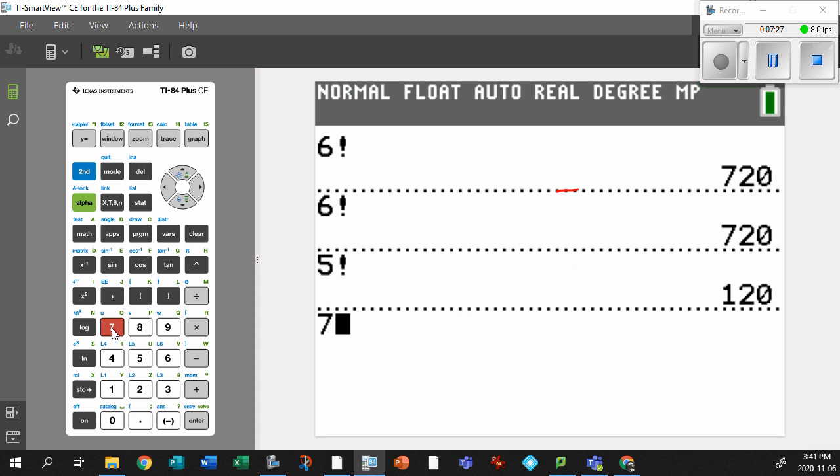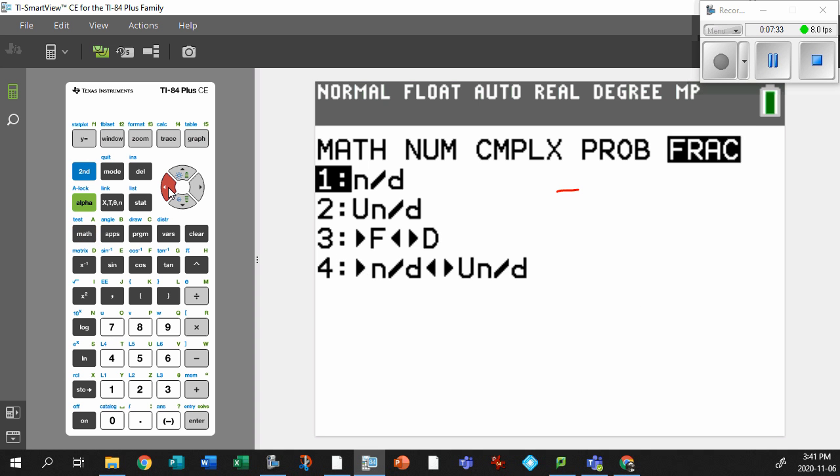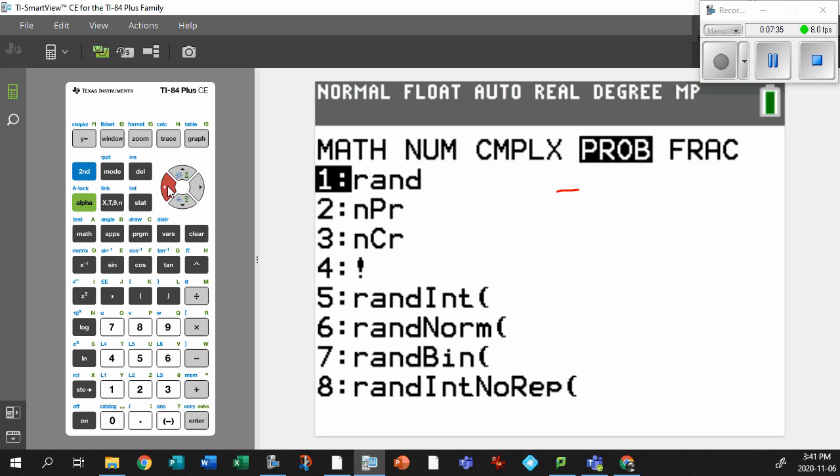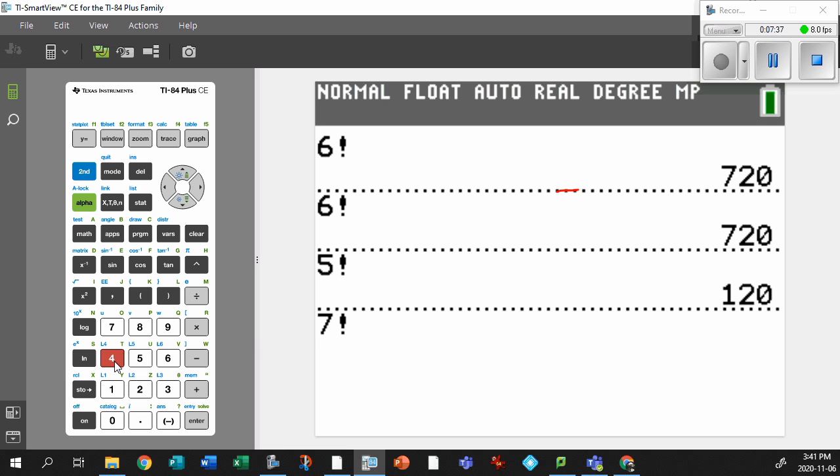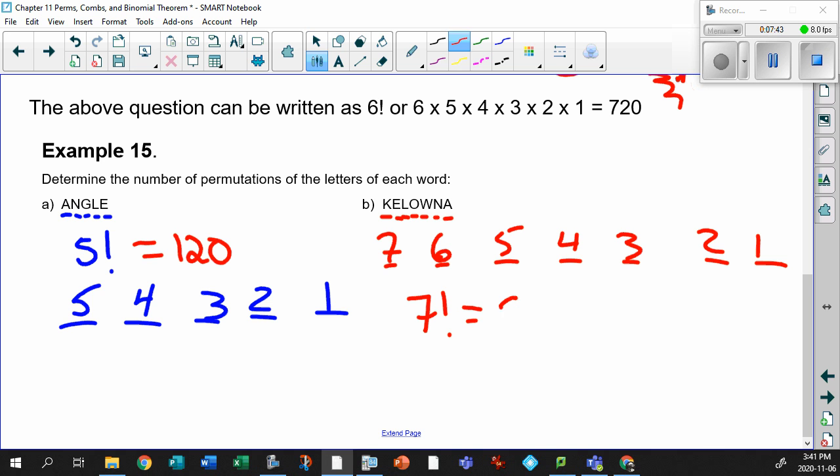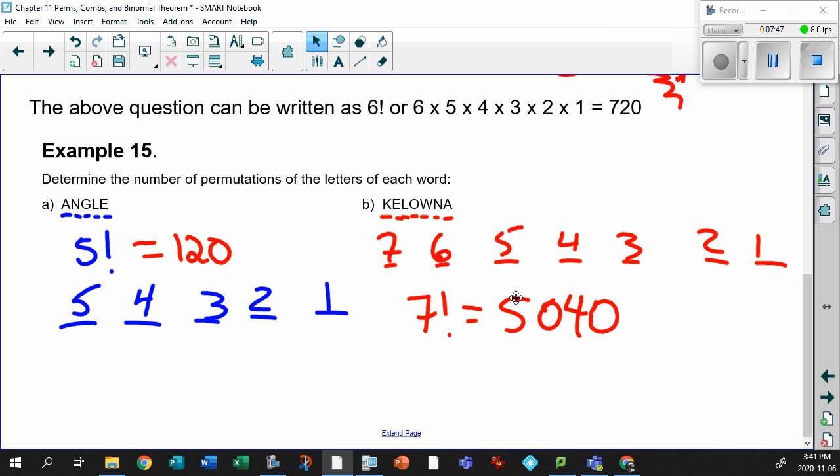Let's do this for those people who don't have the new calculator. Math moves over to probability, and it's number 4. There it is. This works out to be 5,040. Okay, 5,040 arrangements. That's how factorial works. That's how your calculator works in this particular situation.